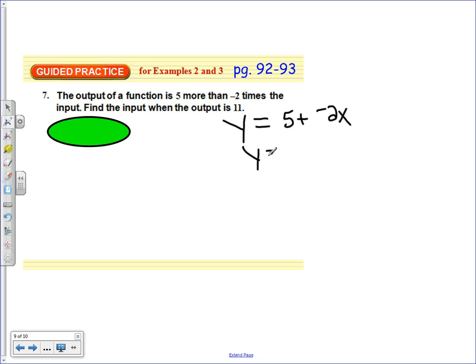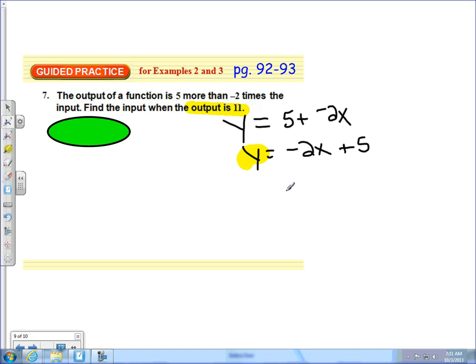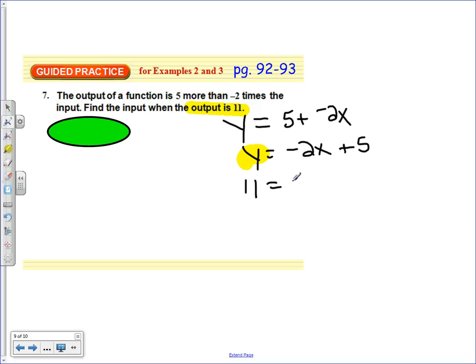So I'm going to actually rewrite it because we don't like to have two signs here. Negative 2 times the input, 5 more than that would be to add 5. It says find the input when the output is 11. So a lot of keywords in here, so I'm going to grab my highlighter real quick. When the output is 11, remember the output is my y value. So I substitute in 11 here, negative 2x plus 5.